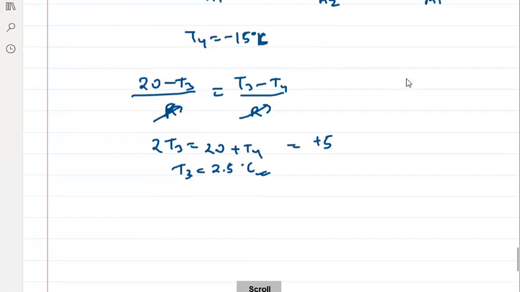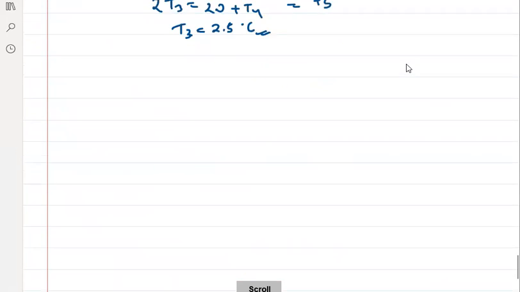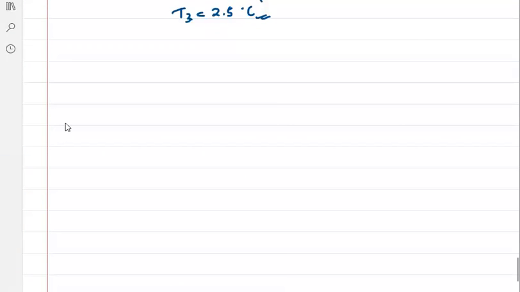Okay, so that is the concept of series. I hope all have understood the concept of series, right? So let's try to understand the concept of parallel. Okay, so parallel.